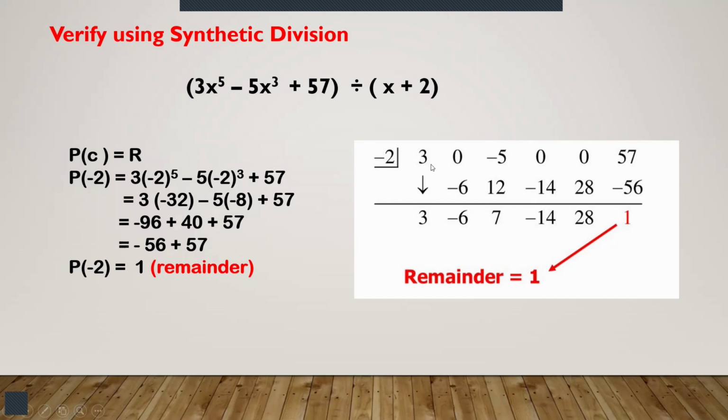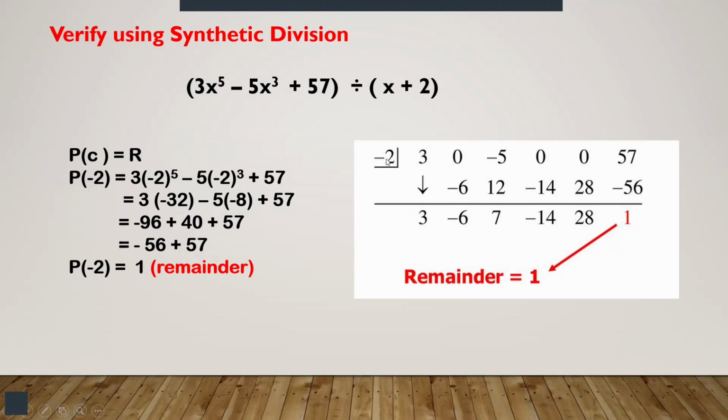So if we bring down the first coefficient, which is 3, and multiply it by negative 2, the answer is negative 6. Adding these two, 0 plus negative 6, will give us negative 6. And negative 6 times negative 2, this is positive 12. Now, 12 plus negative 5 here, we have 7. 7 times negative 2, that's negative 14. Added to 0 will give us negative 14.